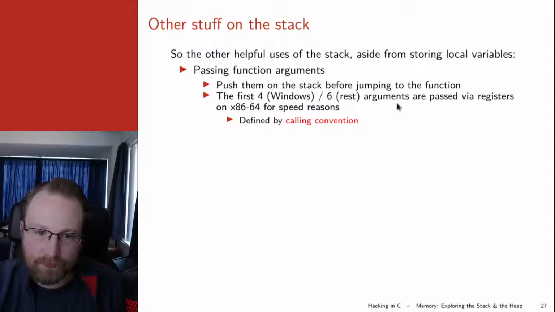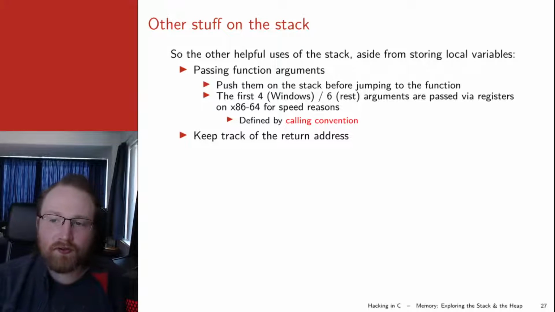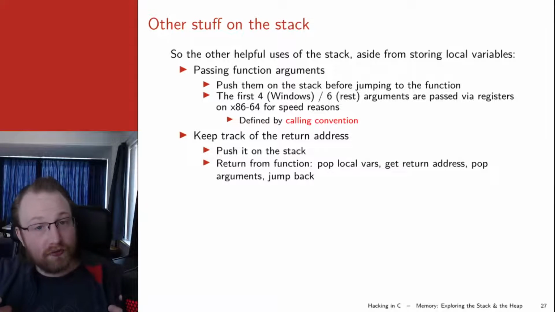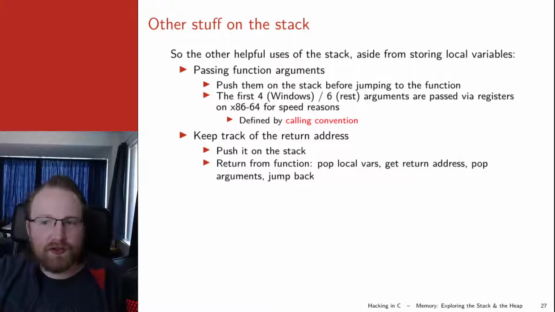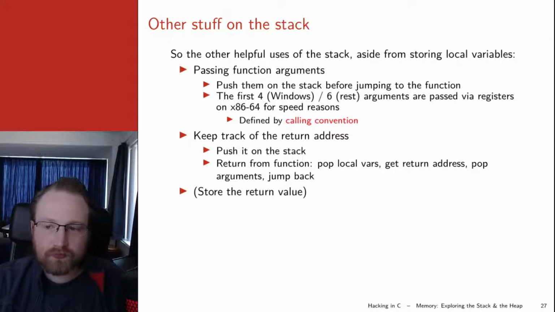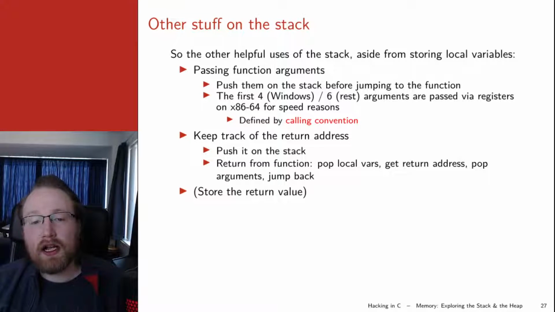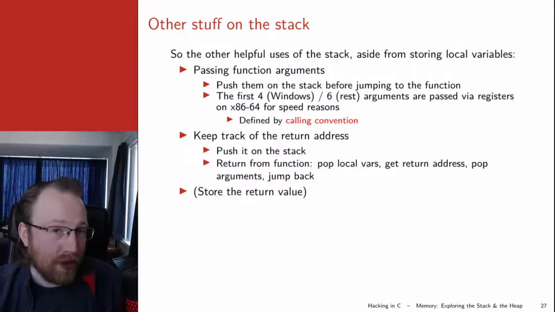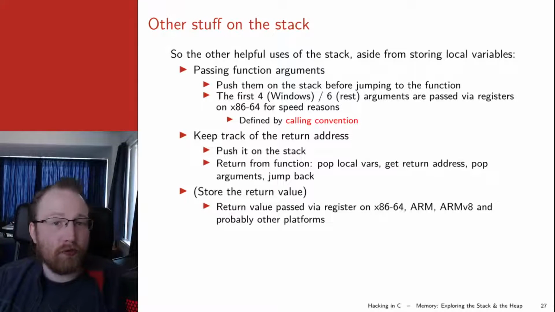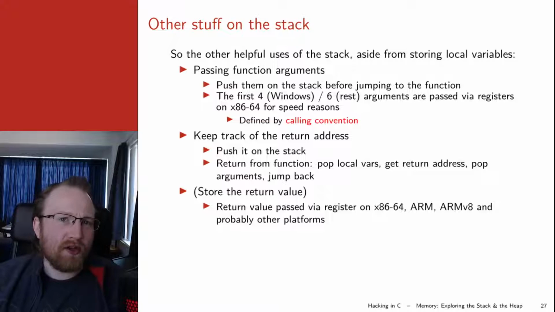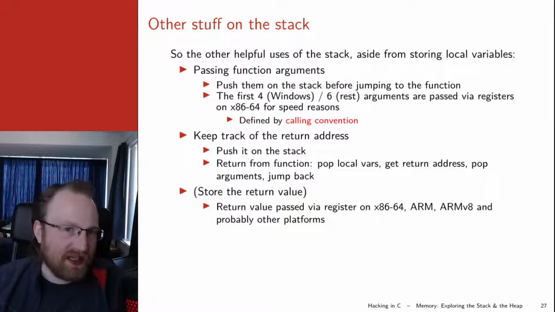Okay. So the stack also keeps track of the return address, which we push on the stack. And when we return from the function, we pop the local variables, we get the return address, we pop the arguments, and we jump back to where we were executing before the function. We can store the return value on the stack, which wasn't on the previous slide. And the reason it wasn't on the previous slide is also by calling convention, the return value is passed by register on x86-64, on ARM v8, and probably many other platforms. Because again, doing this by register just makes a lot of sense. It's faster. There is nothing that can go wrong really, except the things that could go wrong anyway.